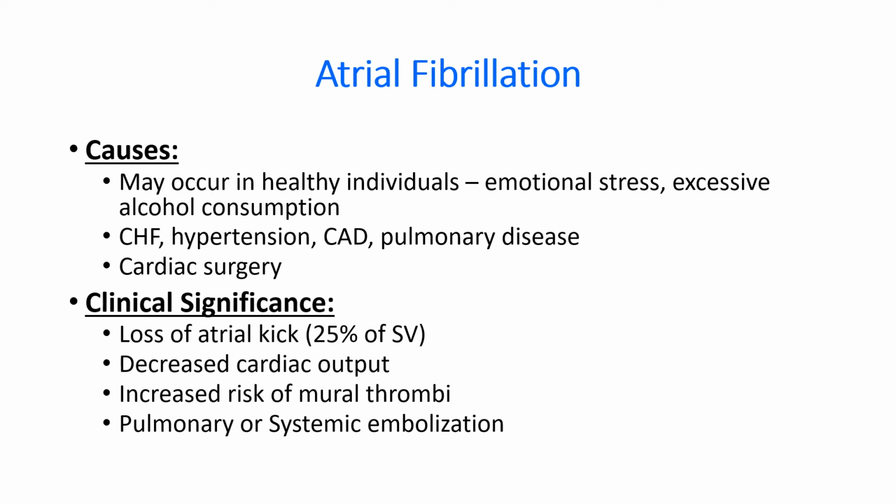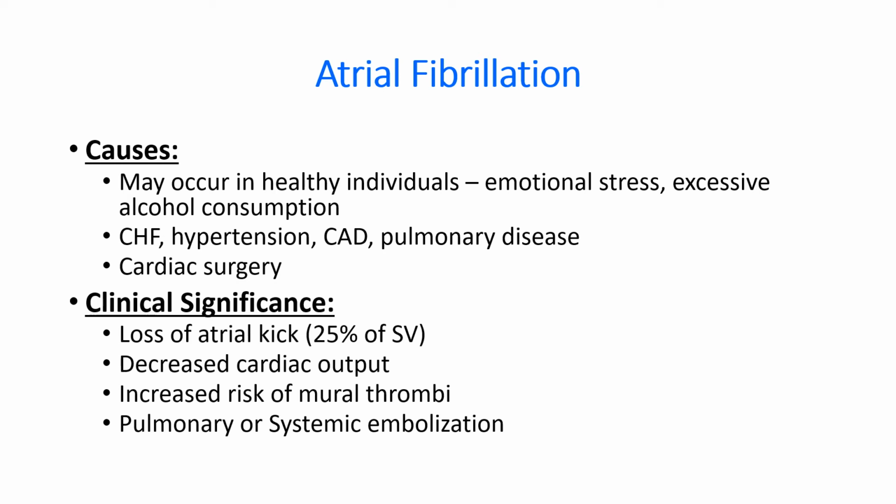Cardiac surgery is another cause of atrial fib, and the significance primarily is the loss of atrial kick. With the loss of the squeezing and the emptying of the atriums into the ventricles, you can lose about 25% of your cardiac output or your stroke volume, which will therefore decrease your cardiac output. Also, because the atriums are just quivering and not emptying, it will increase your risk of mural thrombi.